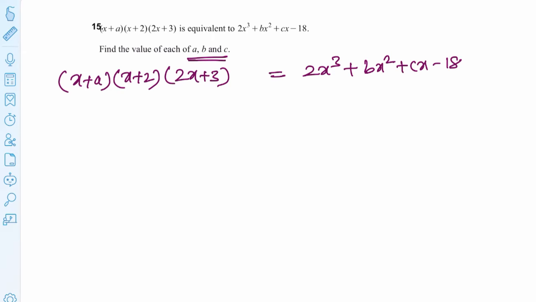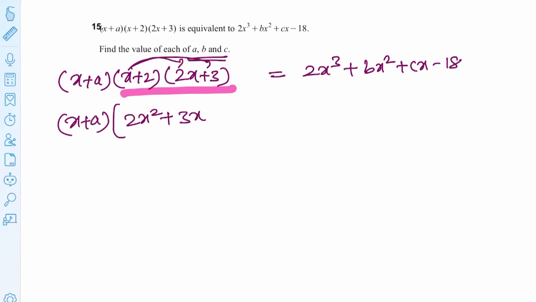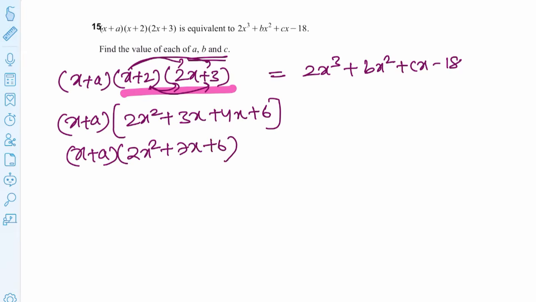So first I will try to expand these two brackets. So x plus a, now put a bracket here. What is x times 2x? It becomes 2x squared. x times 3 becomes 3x, and 2 times 2x becomes 4x, and 2 times 3 becomes 6. So if I simplify more, it is (x + a) times (2x squared + 7x + 6). Got it?